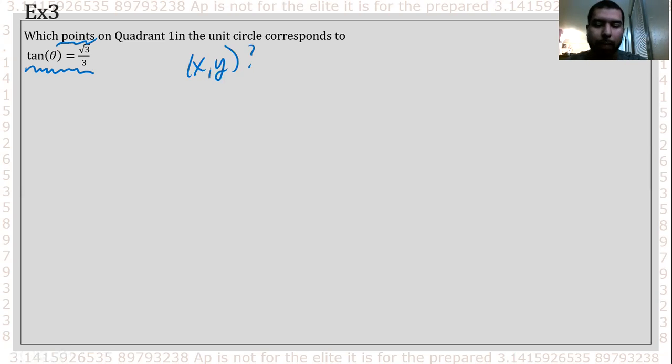So a lot's going on, but the first thing that I want you to know is what is the proportion of tangent. We know that it is opposite over adjacent, but I want you to think about that. In terms of x's and y's, what would be the proportion? Hopefully you're able to see that this is y over x.